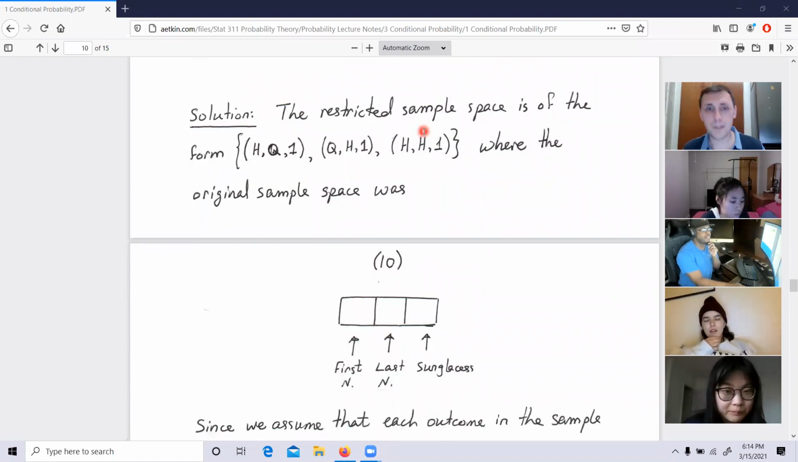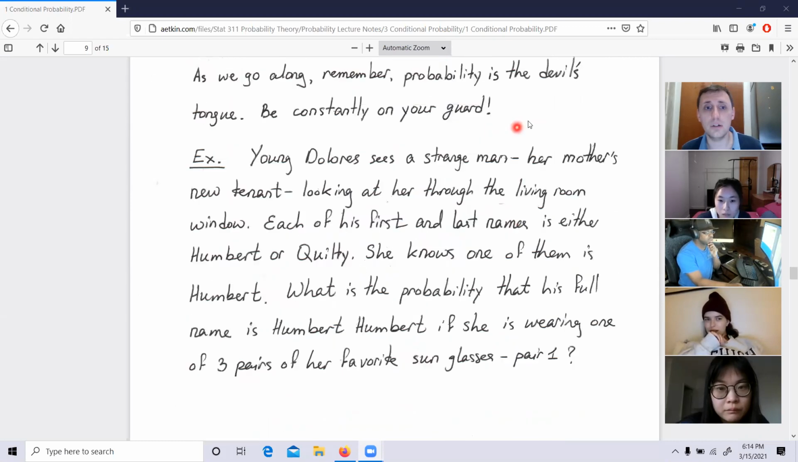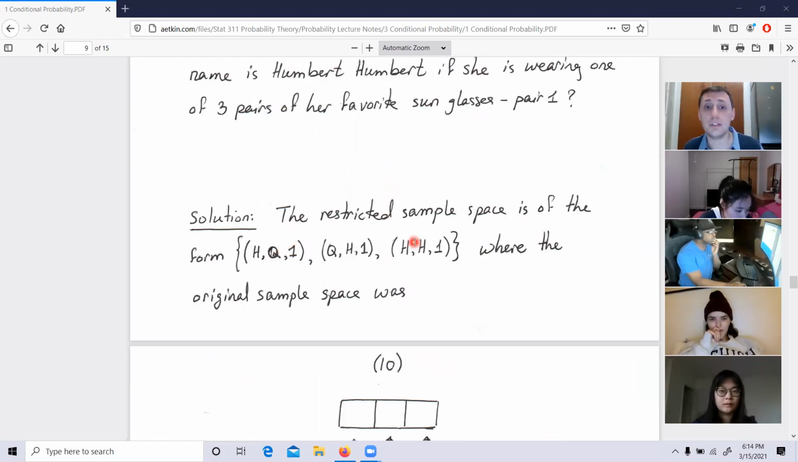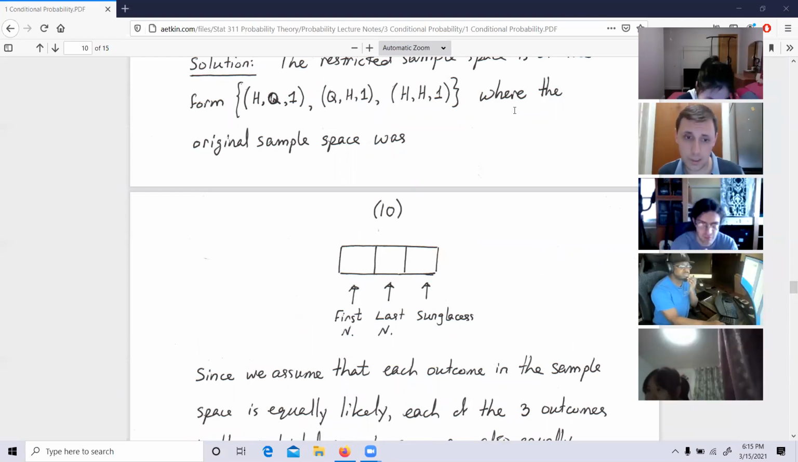So here we go. The restricted sample space is of what form? It's of the form Humbert Quilty 1, Quilty Humbert 1, Humbert Humbert 1. One of the names I said is Humbert. I think I said it in the statement, right? So she knows one of the names is Humbert. She doesn't know if it's the first or last name. And so here are 3 possibilities. And so the probability, as you correctly pinpointed, many of you who answered, is 1/3. Yes?